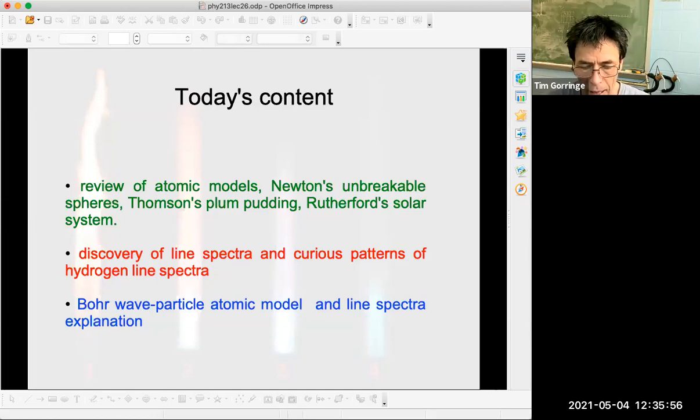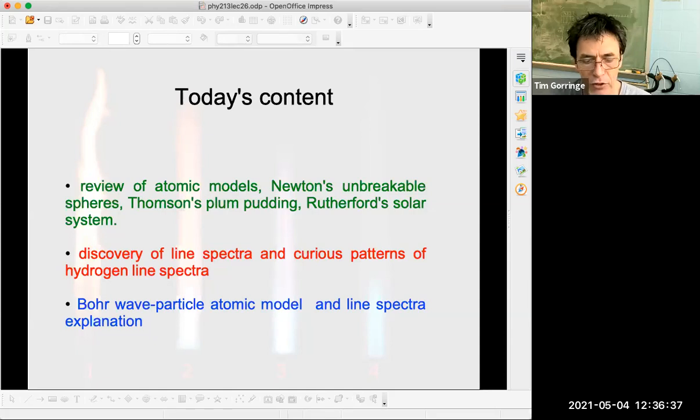We'll then talk about a discovery, a very important, really key discovery about atoms. Now, hot atoms emit light. And it was observed that that light is actually discrete frequencies, discrete wavelengths of light, what we call line spectra. This was a huge clue to the nature of atoms, to the models or structure of atoms. And we'll talk about that.